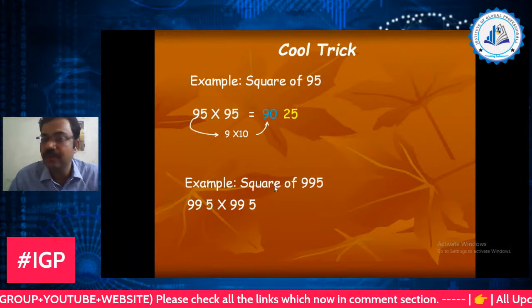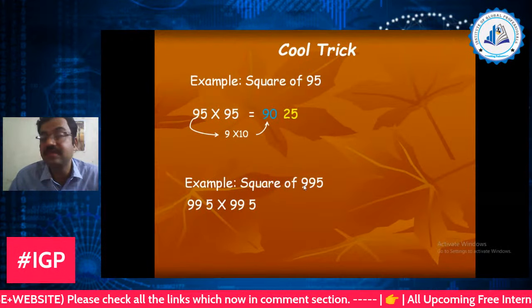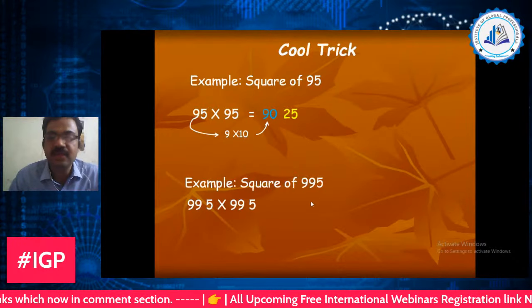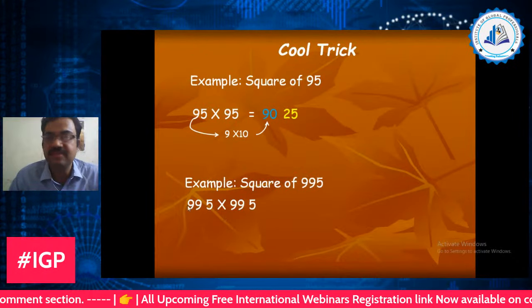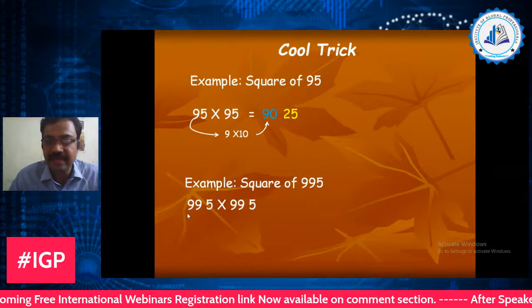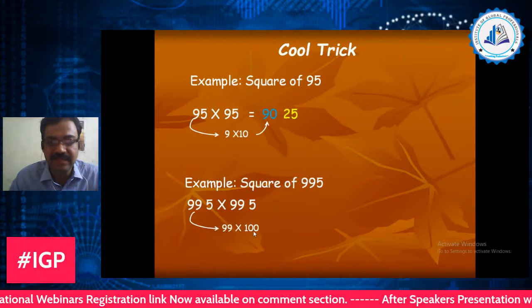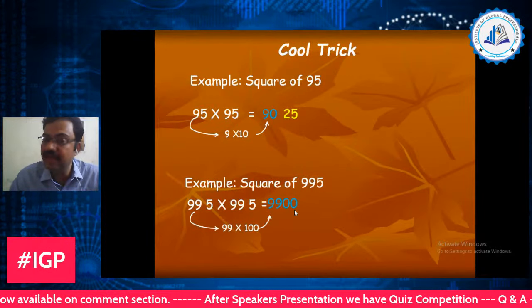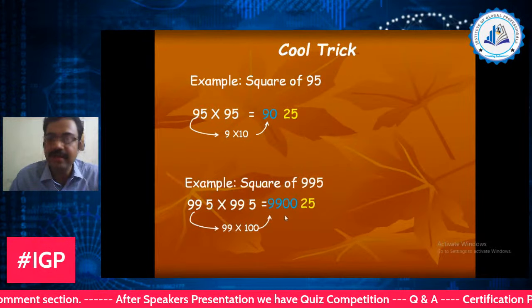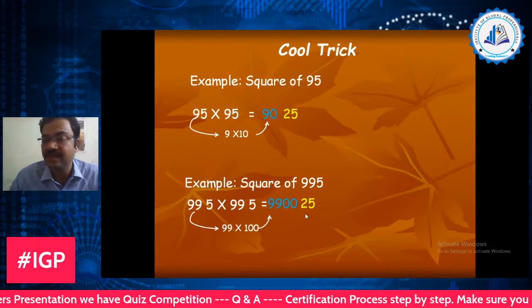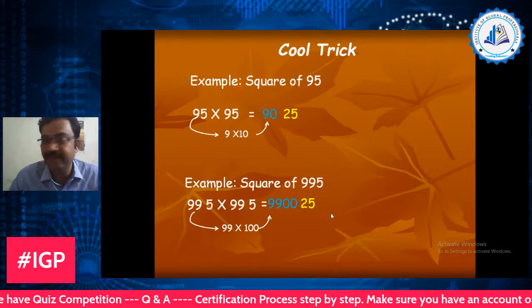If we want to square 995, in conventional mathematics this method is very long, but in this method we get the answer in a single line. First we multiply 99 by one more digit, that is 100. Then multiplying 99 by 100, we get 9900 and simply write 25. So the product of 995 and 995 is 990025.